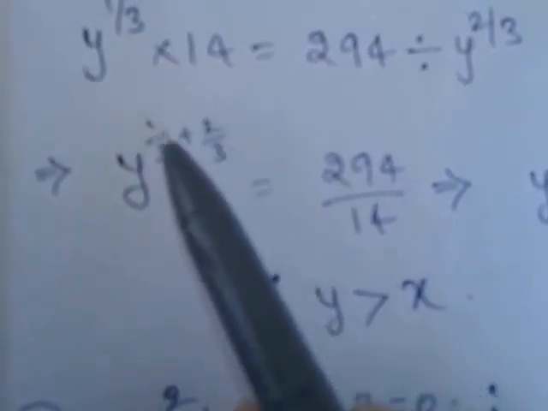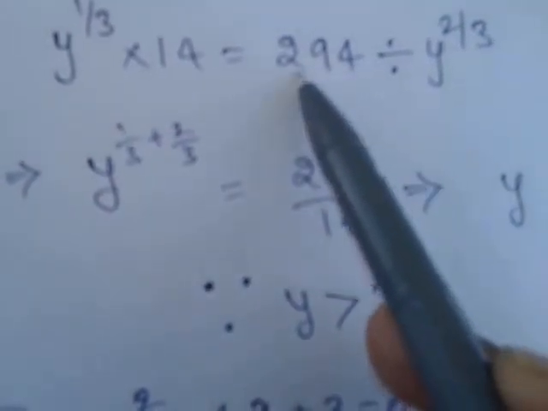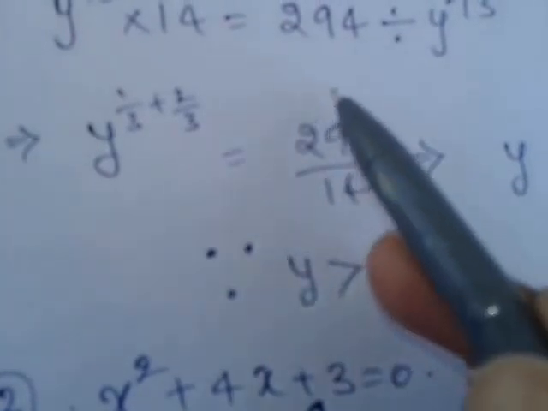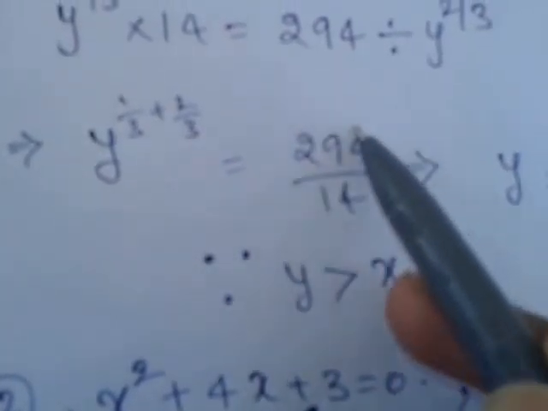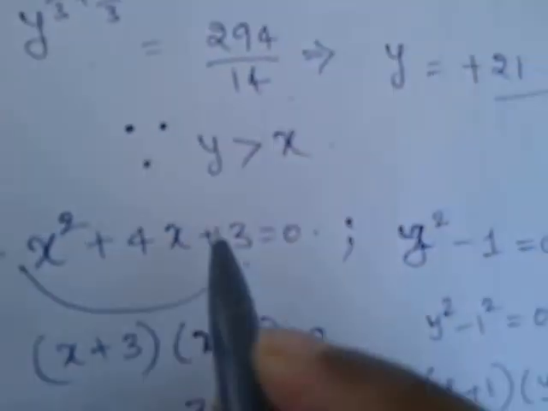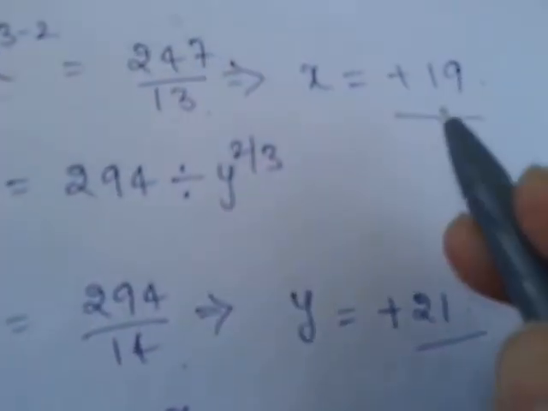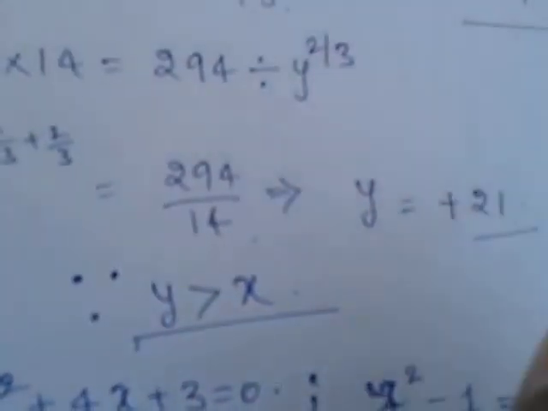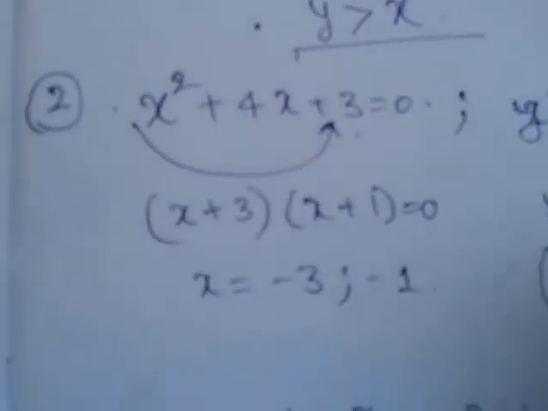So you will get y power 1 by 3 plus 2 by 3, which is 3 by 3, which is y. And here you see 294 divided by 14: 14 twos are 28 and 14 ones are 14, so 21. So y is equal to 21 as your root. So x is equal to 19 and y is equal to 21. So y is greater than x, and 21 is obviously greater than 19.